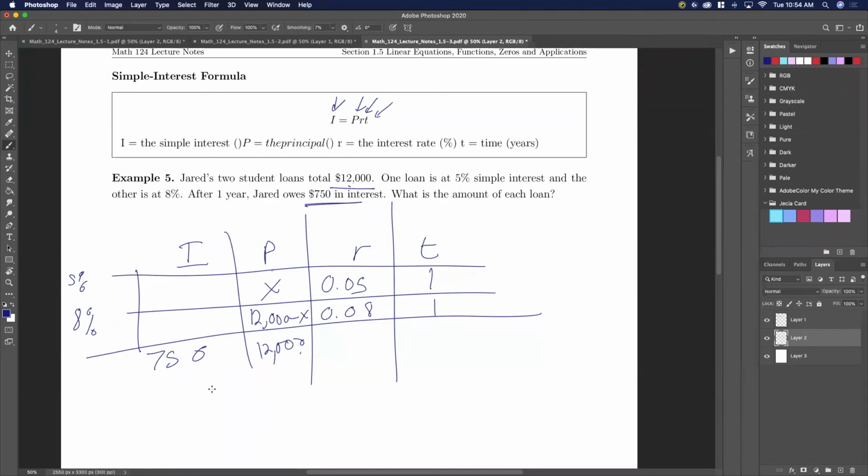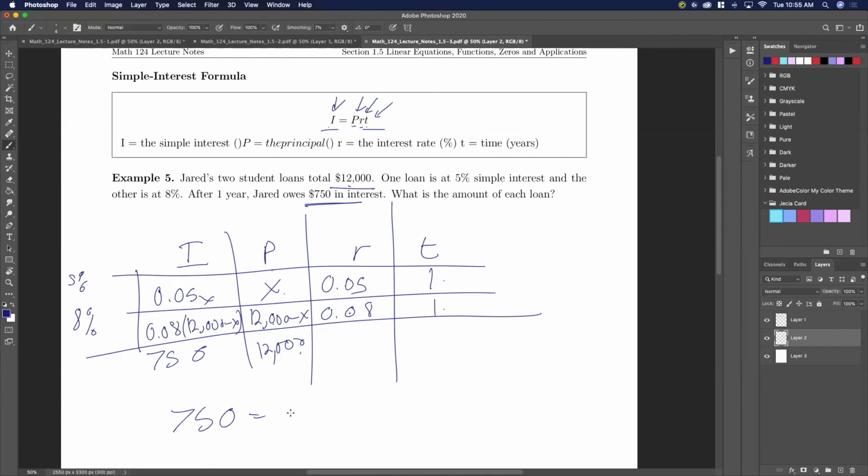Okay. And so here we can crunch through what the interest is as a formula. Interest equals principal times rate times time. So this one would be this times this times this. This gives me 0.05x. And here I have 0.08 times 12,000 minus x. And I know this adds up to be 750. So now I can write out an equation.